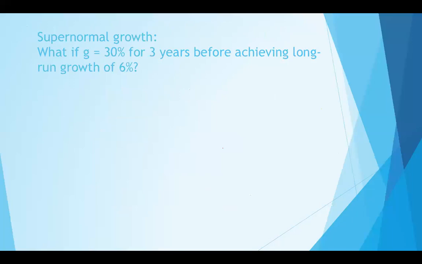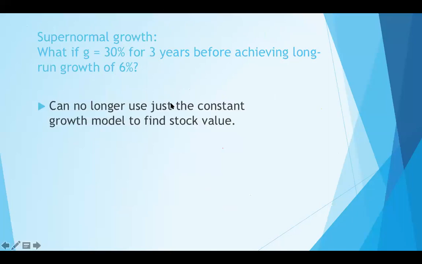Okay, assume that in some extreme cases, we have a 30% growth for 3 years, then 6% growth. We have two steps. The first step is the 30% supernormal growth for 3 years, then a 6% growth for each year after. So how can we calculate in this case? We cannot use the constant growth model in this case because 30 is higher than 13 for 3 years, so we cannot use it, right? But it's only for 3 years.